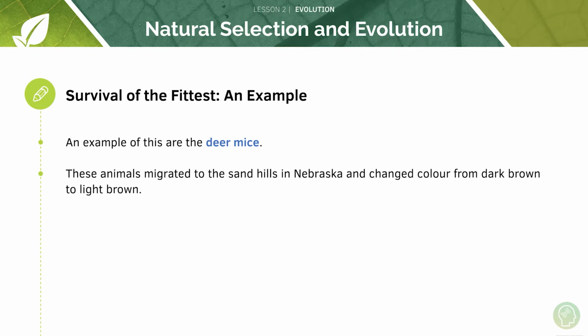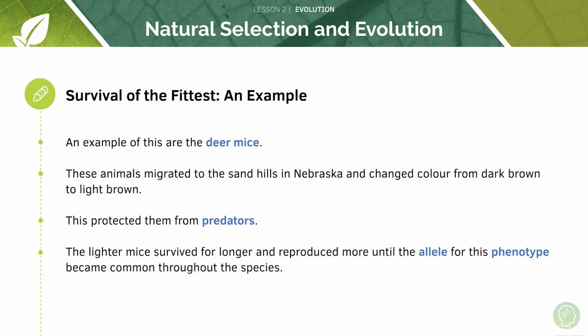These animals migrated to the sandhills in Nebraska and changed colour from dark brown to light brown. Now, they didn't just change colour when they got there, this happened over a period of time, and eventually the population became more of a light brown colour rather than a dark brown colour. And it turns out that this is because this protected them from predators, because they blended better into the sandhills of that setting. Now, why did this happen? Why is it that we started to see a change from having dark brown mice to light brown mice?